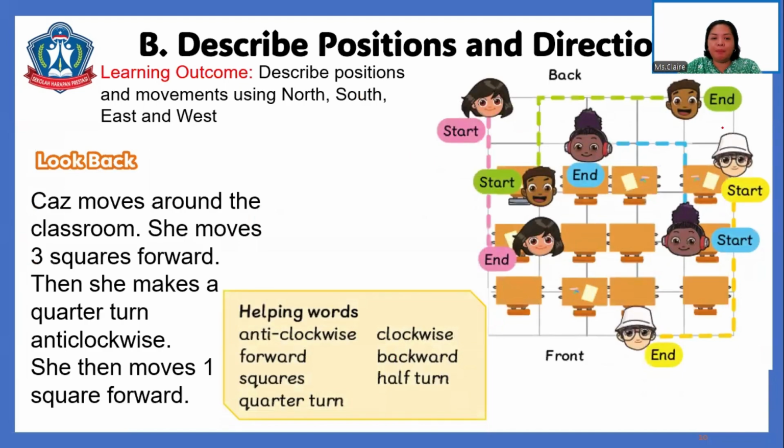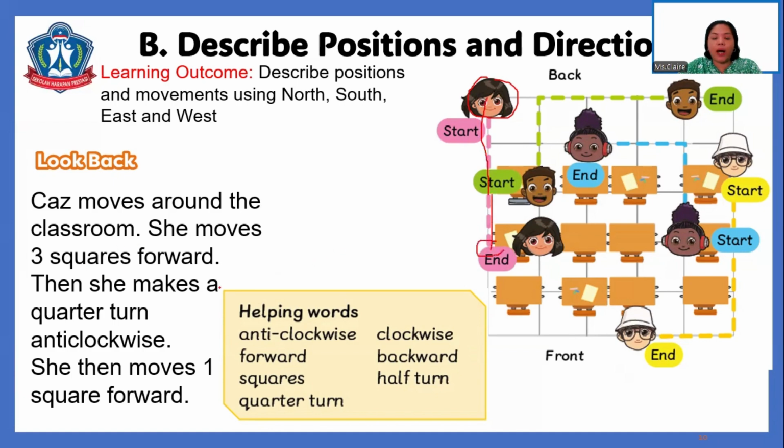Take a look here. So Cass moves around the classroom. This is the sitting arrangement of children in a class, the same as your sitting arrangement in your classroom. So Cass, where is Cass? This is Cass, right? She moves 3 squares forward. So where is that? From here, 1, 2, 3. Just up here.